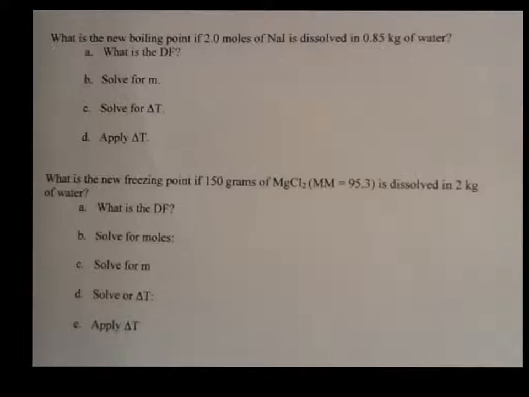So let's try some problems. Take out your equation sheet, or your practice sheet we have for this, and remember your equation. Delta T equals your dispersion factor times Kf or Kb times your molality. Let's look at the first one. What's the new boiling point if 2 moles of NaI is dissolved in 0.85 kilograms of water?